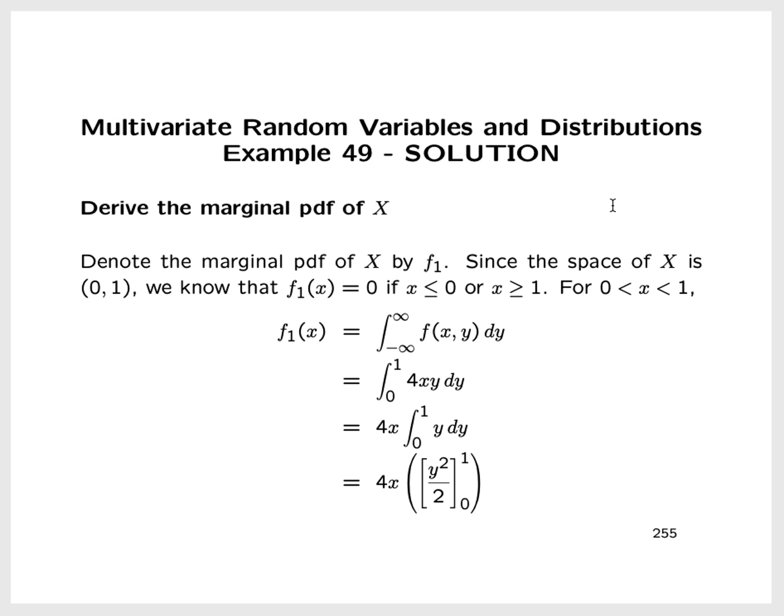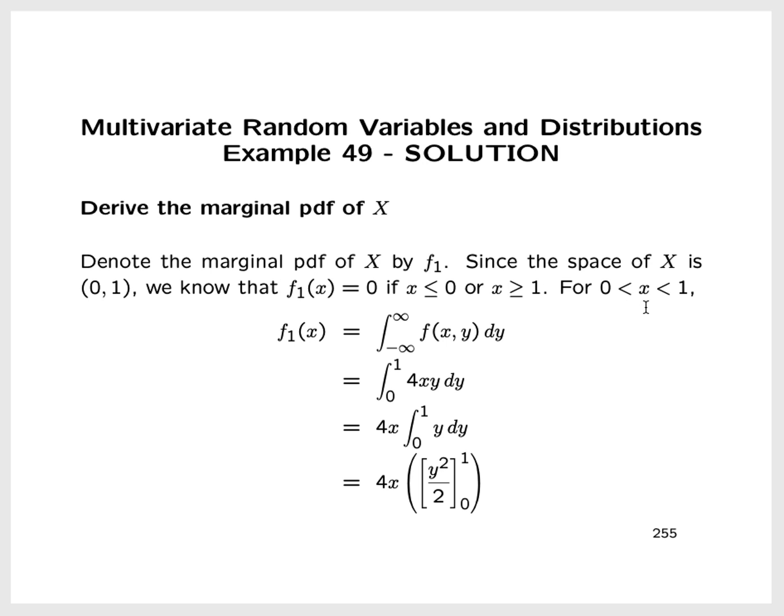Okay, so the first thing we're going to do is to derive the marginal PDF of x. We're going to denote this marginal PDF by f sub 1. Note that since the space of x is the unit interval from 0 to 1, we know that this marginal PDF must be 0 for any value of x outside of this interval. So if x is less than or equal to 0, or if x is greater than or equal to 1, then we know automatically that this marginal PDF must equal 0.